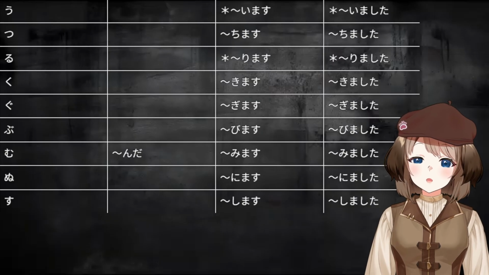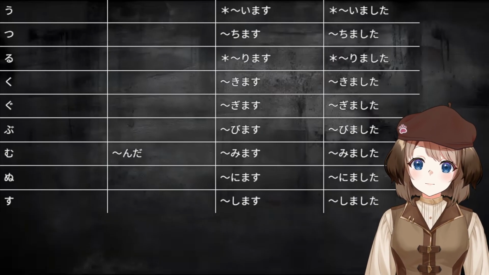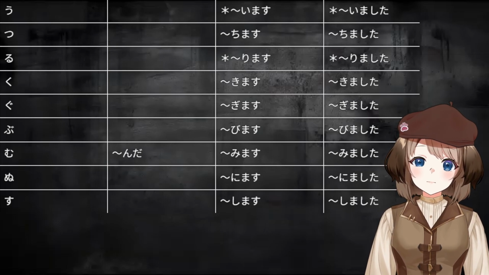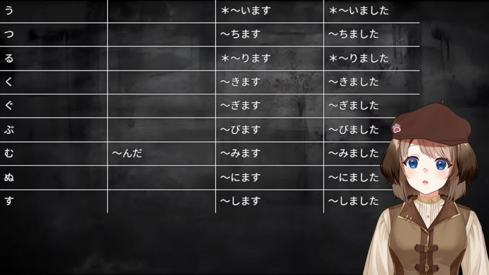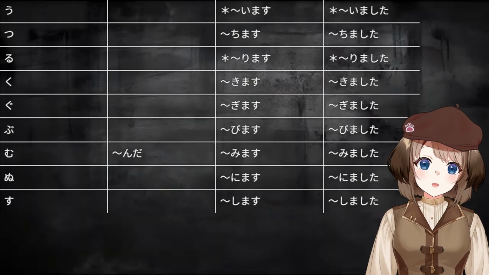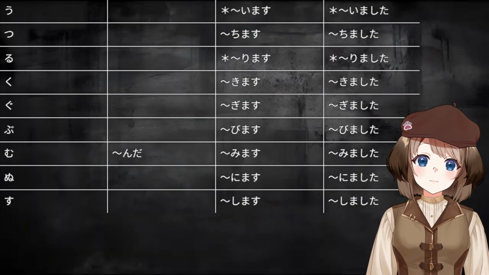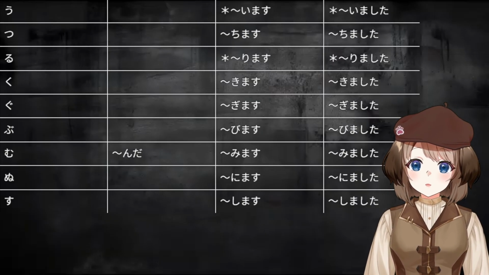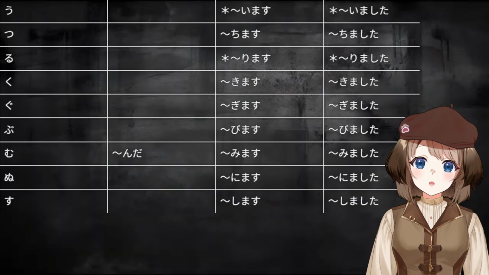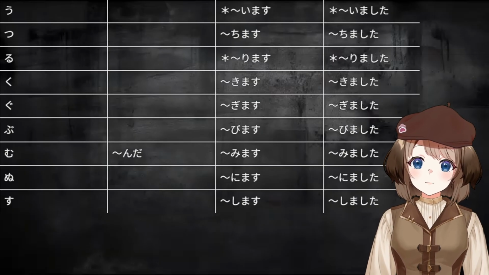So a verb like au, to meet, becomes aimasu. U becomes I, and we add masu. Note, however, that I've added an asterisk here because I really want you to take great care with verbs that end in just the U with no consonant. Sometimes I notice students getting confused with these types of verbs, and then they try to over-conjugate.